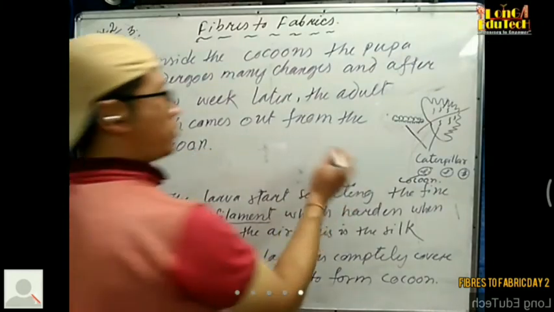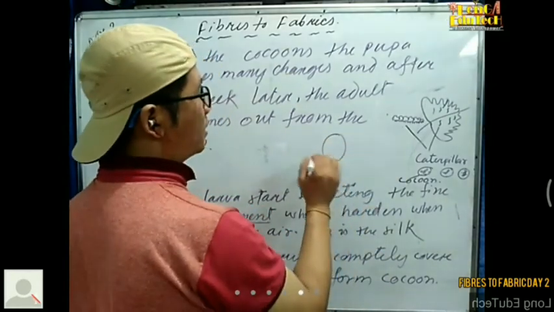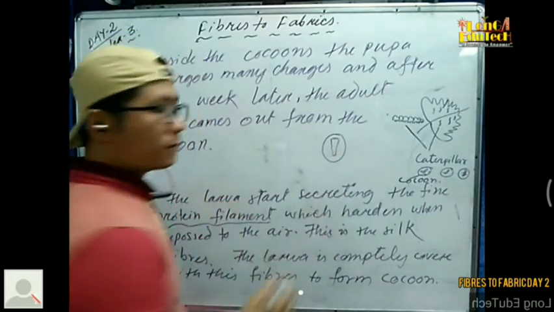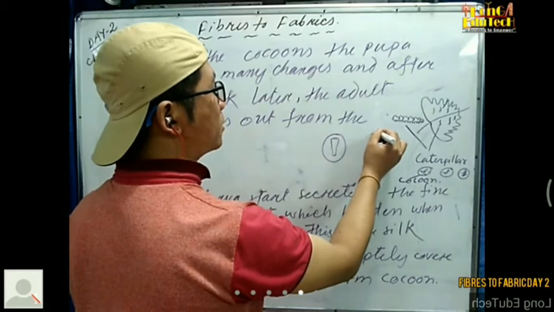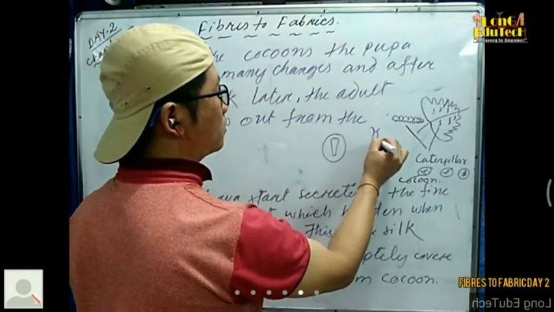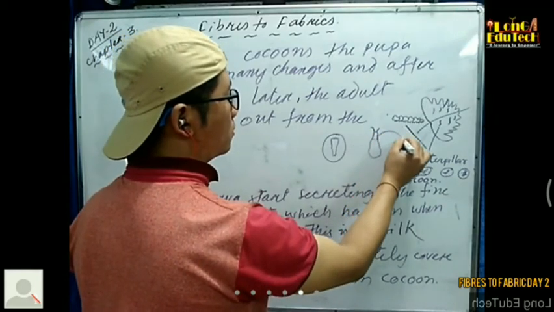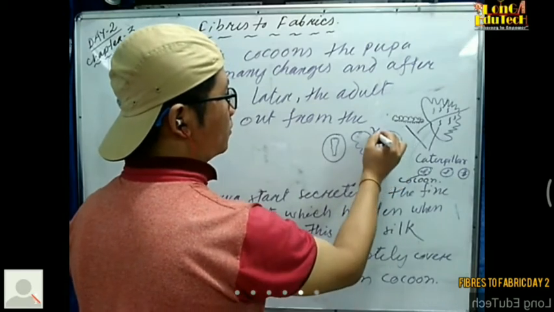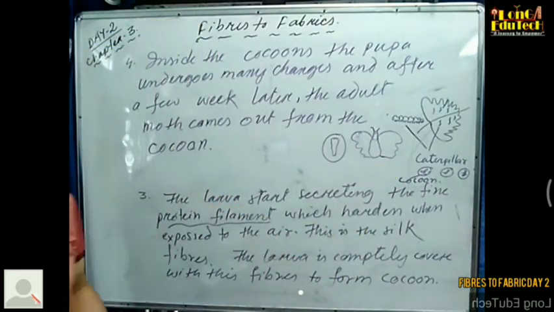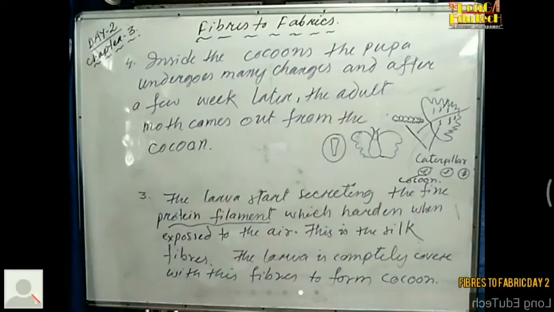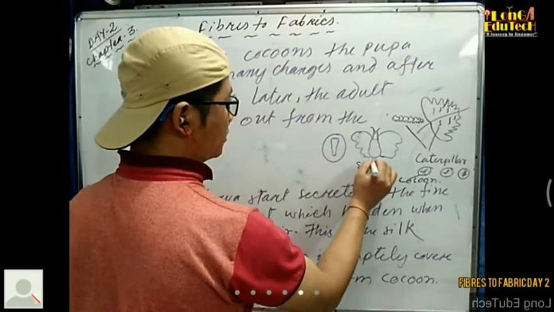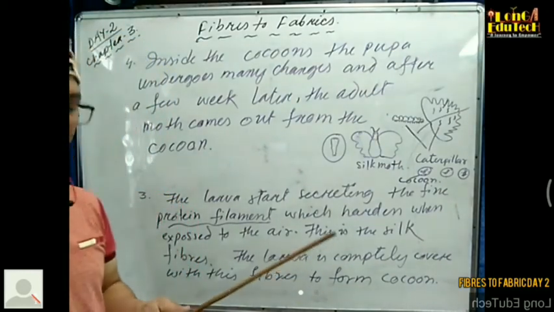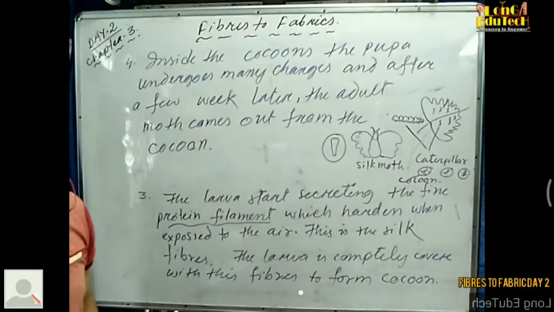So in this time, inside this one, the pupa is living, and it keeps on changing its body shape like this. And at last it changes, and like this, as a butterfly, it will come out. That is the adult moth we call it. This is a silk moth. Silk is different; the silk moth that comes out is not the same as every butterfly. Keep in mind, silk is produced separately. This is called the silk moth.